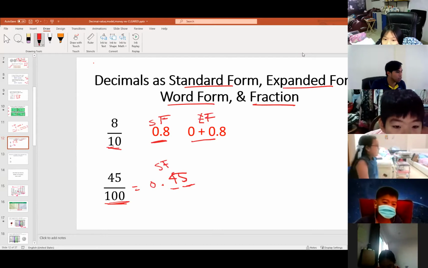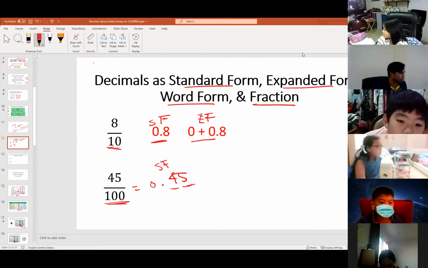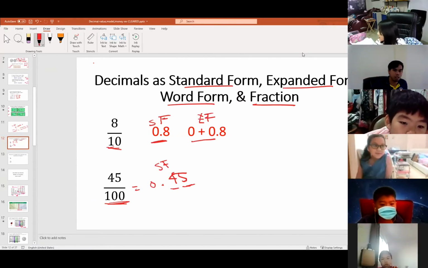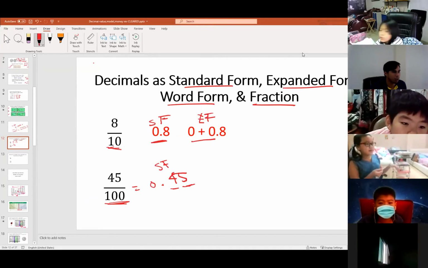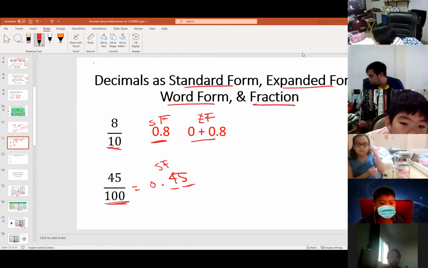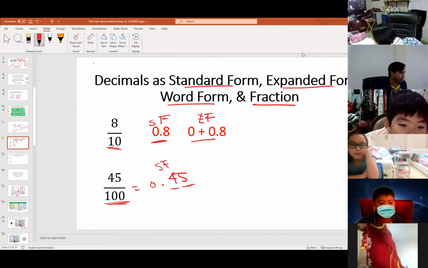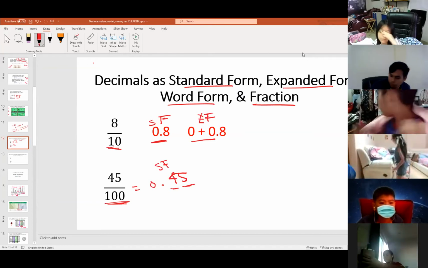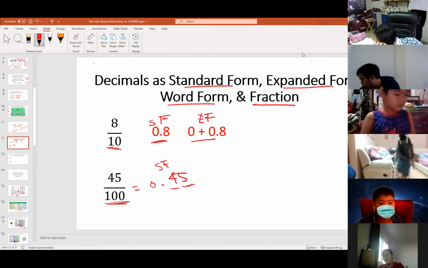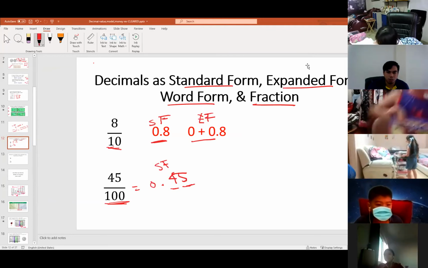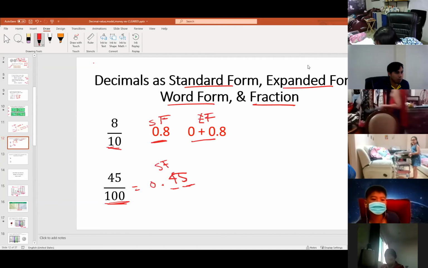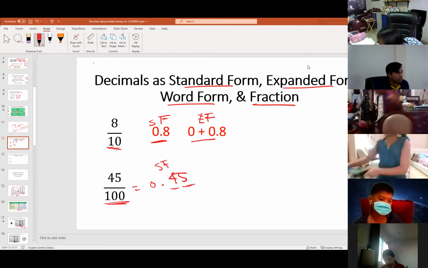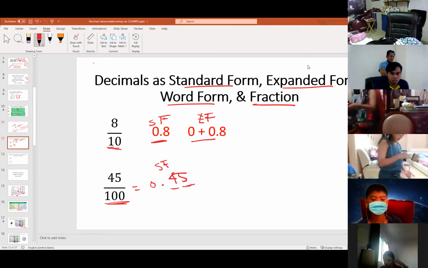If you open your textbook, do you have your textbook with you? Open to page 269. Look at the picture on the top, which shows a place value model. 269. Are you there? Look at the picture on the top. It shows the expanded form, standard form, and word form. Do you have your textbooks with you? Open your textbooks.